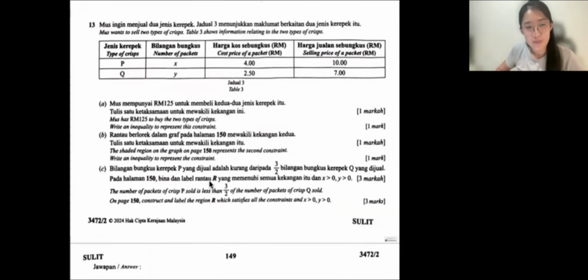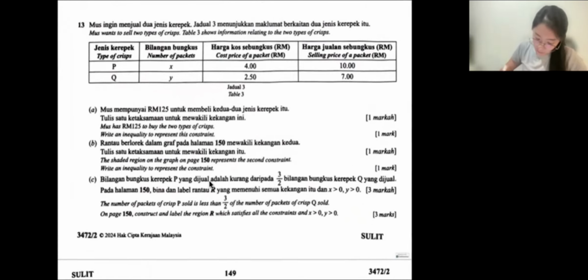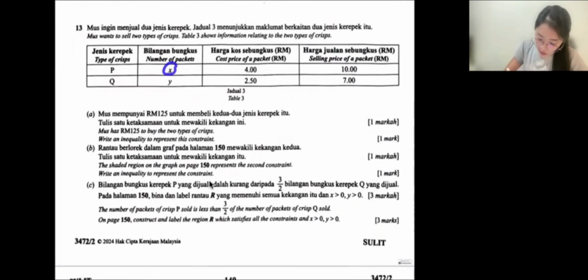Okay, then the next one. Let us go to 13. 13 index number. Now, Mostwant wants to sell 2 types of crepes. Table 3 shows the information relating to the 2 types of crepes. Number of packets, this is X, this is Y. Cost price, 4 ringgit, 250. Selling price, 10 ringgit and 7.